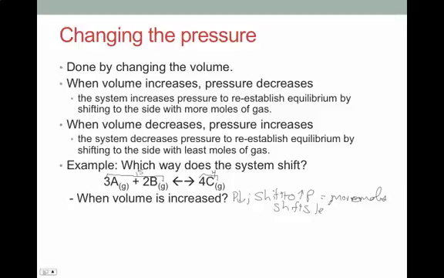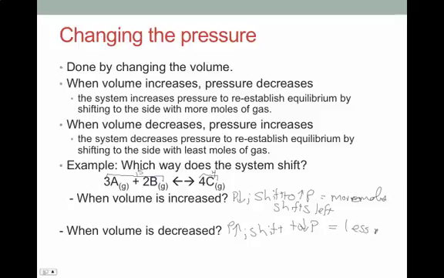And what happens when volume is decreased? When volume is decreased, we know that pressure increases because of Boyle's law. So that means it's going to shift to decrease that pressure, which means it's going to the side with less moles. And in this case, the side with less moles is the right side.